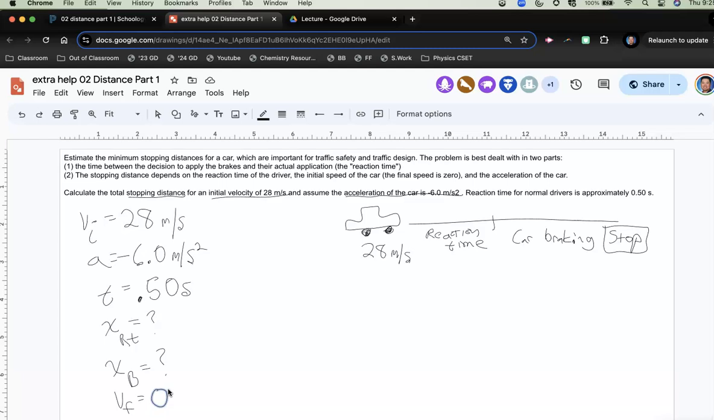So now let's use an equation. Label your first X here, RT, and then label your second X, B. You have to combine the two to get the total distance for that car to completely stop. So we're going to use this equation: V equals change in X over change in T.